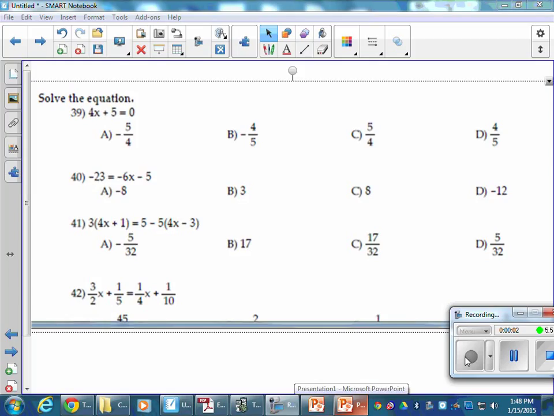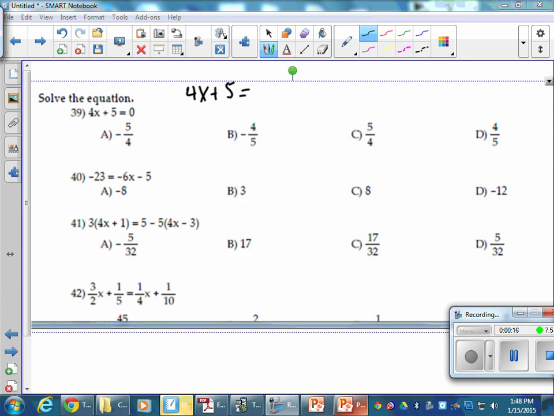Okay, I think I can finish the rest of these problems in this video. So we're going to start with number 39. 4x plus 5 is equal to 0, and see if we can solve that. If I'm going to solve that, I would subtract 5 from both sides. And minus 5. That gives me 4x equals negative 5. And then divide by 4. You get x equals negative 5/4. So my answer to 39 would be A.